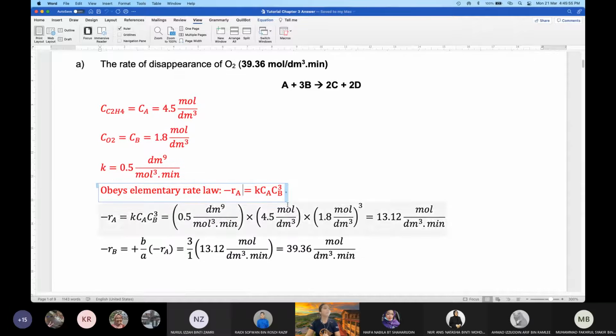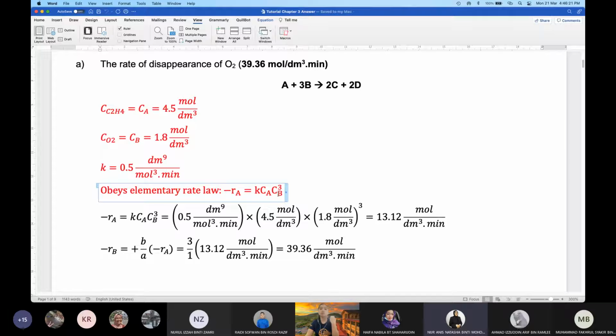So minus RE, you already know the rate law. Kita dah elucidate. We have already found out the rate law as minus RE equals to K CA, technically power 1, CB power 3. Because first order with respect to A, third order with respect to B. Okay, so you just substitute in the numbers. The K is already given as 0.5. So you replace K 0.5.